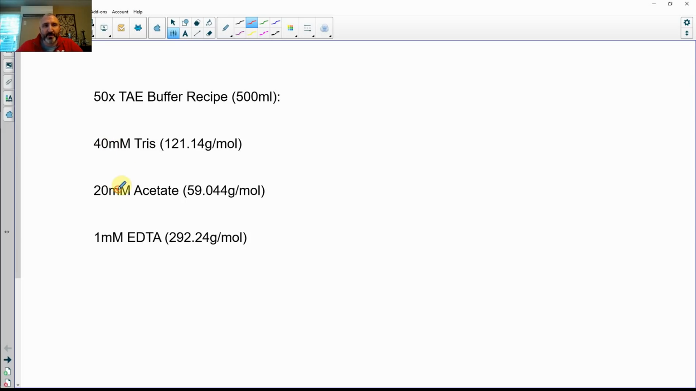40 millimolar Tris, 20 millimolar acetate, and 1 millimolar EDTA. So as usual, we're going to start with the quantity that we need, which is 40 millimolar, 20 millimolar, and 1 millimolar. But remember, we actually need to be in moles per liter. So the 40 millimolar is going to be 0.040 moles per 1 liter. And then we're going to do our conversion factor to get rid of the liters. So 1 liter over 1,000 milliliters.